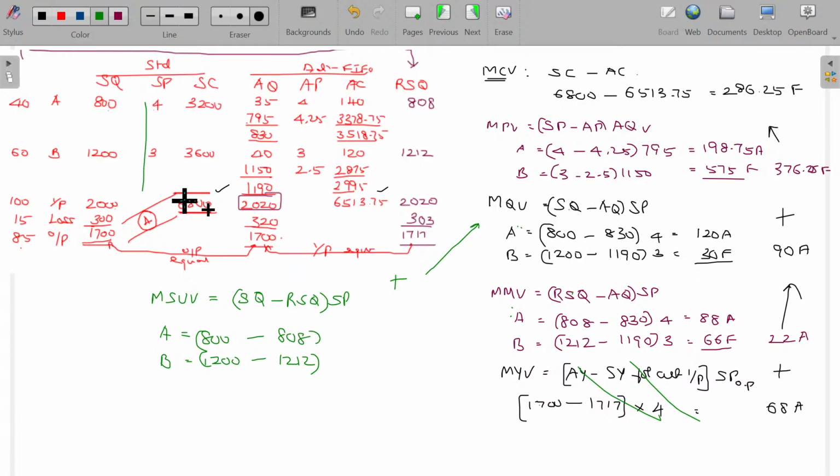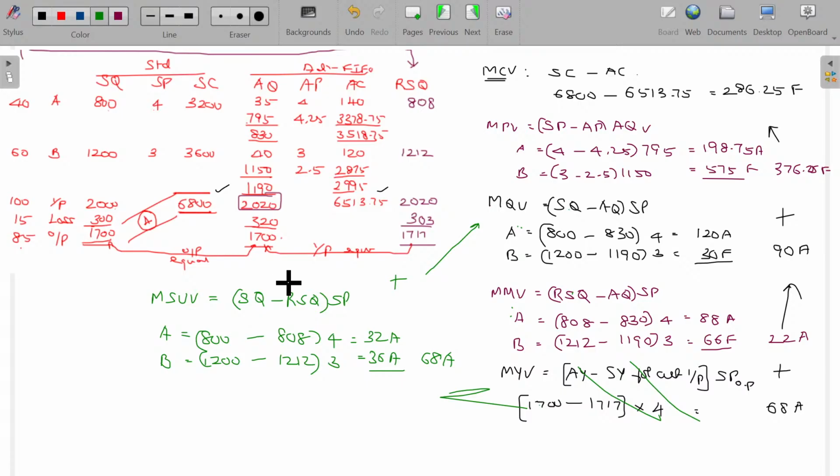Standard price being 4 and 3. Here 8 you consumed more, so 8 into 4, 32 adverse. Here 12 you consumed more, so 12 into 3, 36 adverse. Overall value being 68 adverse. You will get the same answer, right?